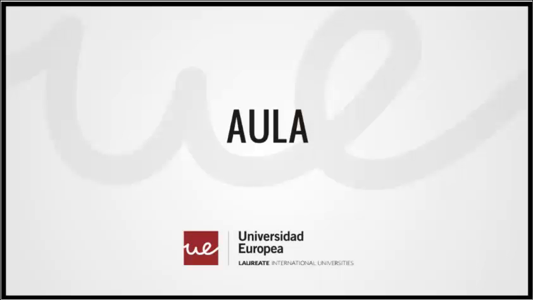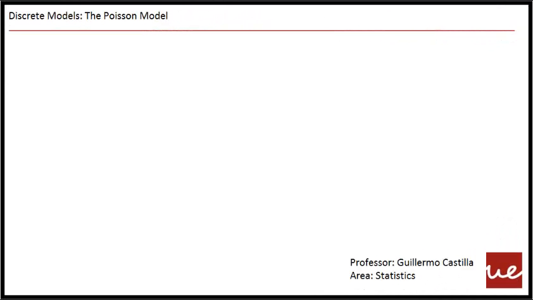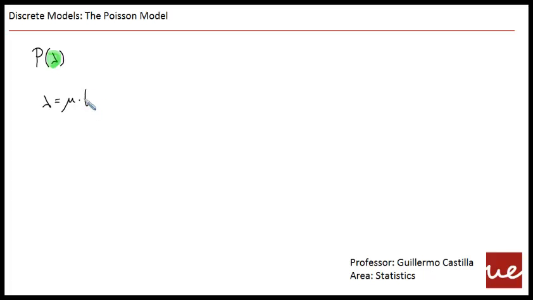This is going to be a short video on the Poisson model. The Poisson model is a discrete model that describes a certain situation and gives us the probability of that situation. The Poisson model depends on a single variable, which in this case is our variable lambda, the Greek letter for the Latin letter L. Lambda is mu times t, that is the frequency times time.